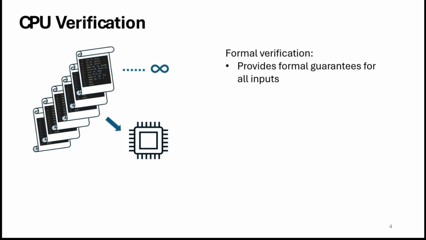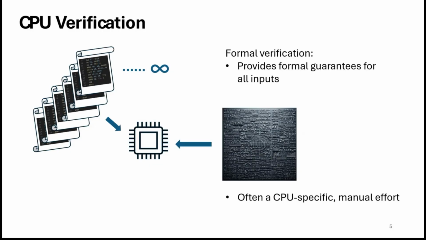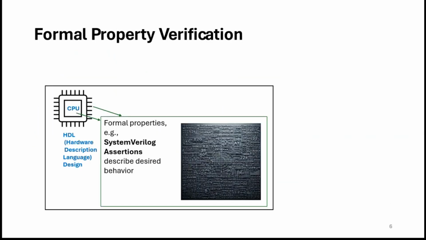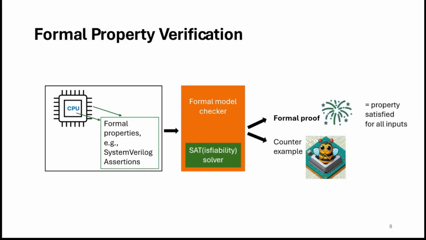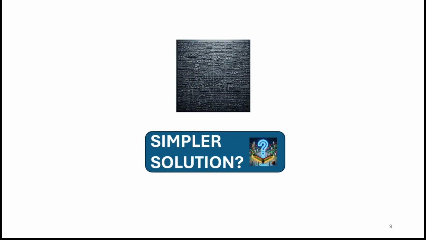We can prove properties on a processor for arbitrary inputs. In the case of a processor, if we have the instruction bus as an input, it means if we prove a property, we prove it for arbitrary programs. However, it's often a CPU-specific and manual effort to write these properties. You write them over the HDL design, you write SystemVerilog assertions, and then use a model checker to prove them, and you either are lucky to get a proof or you get a counterexample, which in case of security is a vulnerability. So we ask ourselves the question: can we have a simpler solution than writing the properties manually?